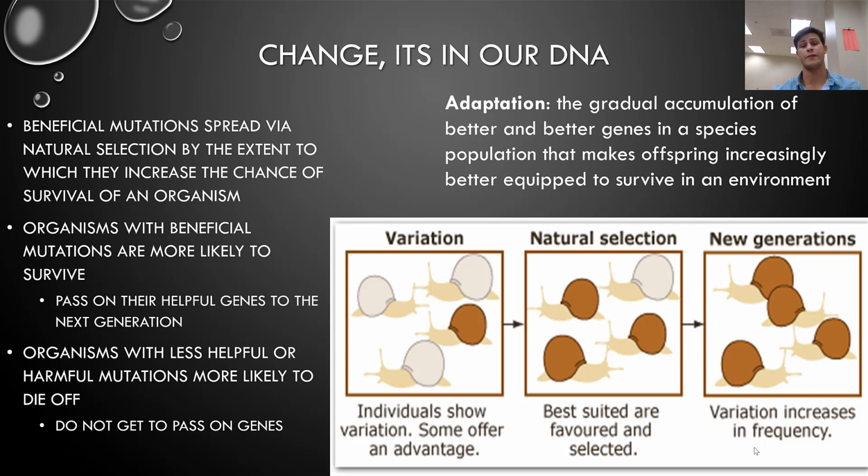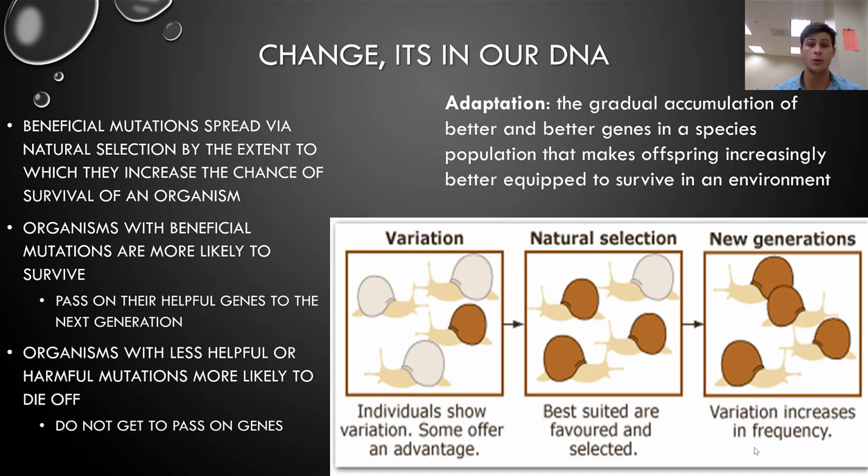Now, in the rare instance that a DNA mutation is actually beneficial to an organism, a beneficial mutation will spread via natural selection through a population to the extent to which that mutation will increase the survivorship or the ability of a given organism with that mutation to survive throughout the population. So basically what we're saying is that how fast a beneficial mutation spreads through a population is directly related to how beneficial that mutation is to an organism.